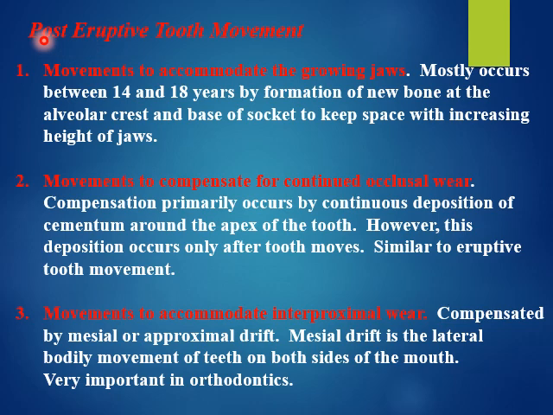We have the post-eruptive tooth movement, or third phase of tooth movement. Why does this occur? First, movement to compensate for the growing jaw. It mostly occurs between 14 and 18 years of age, by formation of new bone at the alveolar crest and base of the socket to keep pace with the increasing height of the jaw. This movement occurs to accommodate the growing upper and lower jaw.